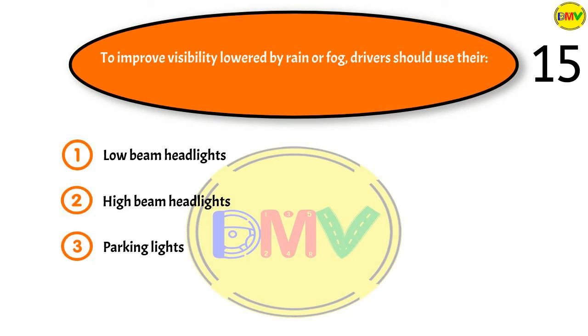The question 15. To improve visibility lowered by rain or fog, drivers should use their 1. Low beam headlights, 2. High beam headlights, 3. Parking lights.